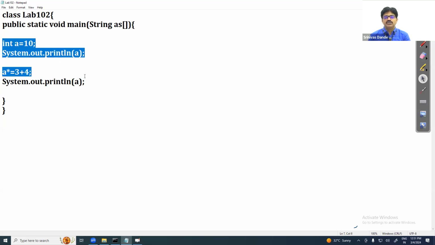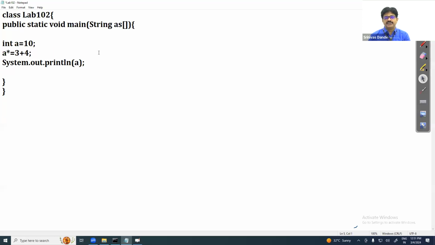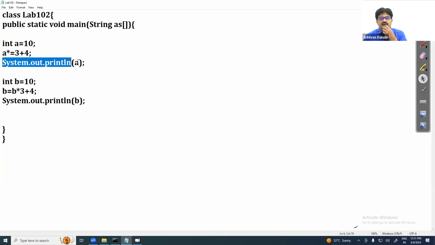I will do the same thing in a different way. Leave this printing of a, it's unnecessary. Just after doing the operations, what is the a value I want? Same thing I'll do here: int b equals 10, b equals b into 3 plus 4. Normal expanded form, what happens? Shortcut, what happens? One or two. So what is the a value, what is the b value? A and b, tell me.